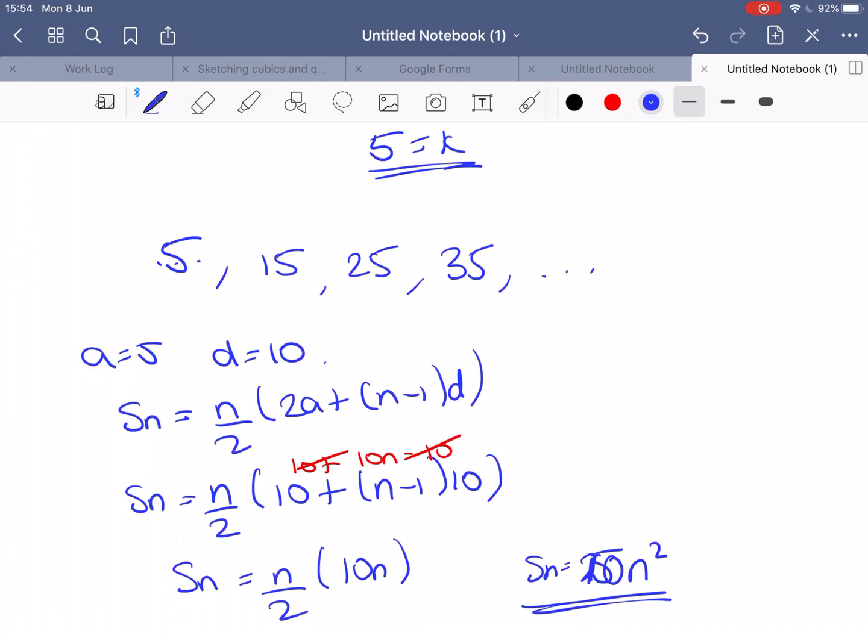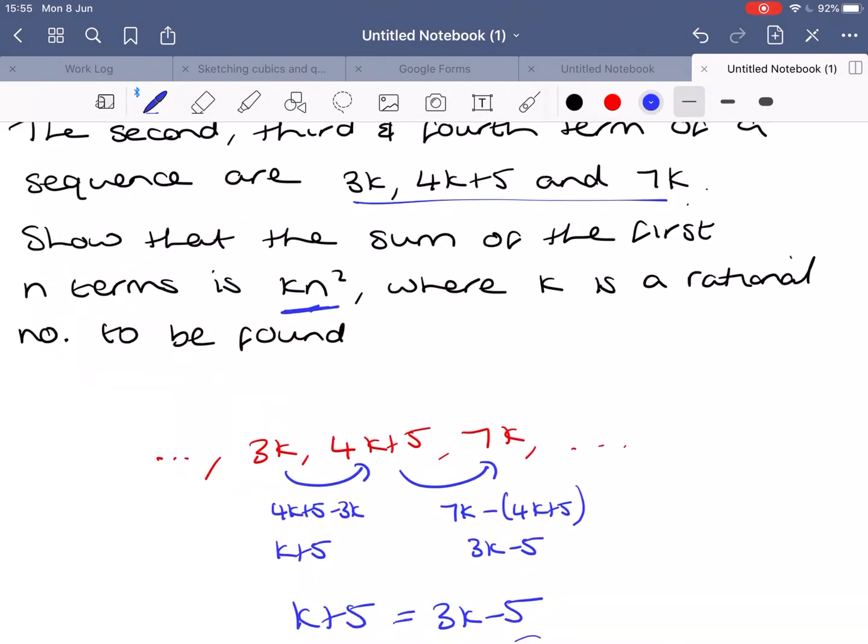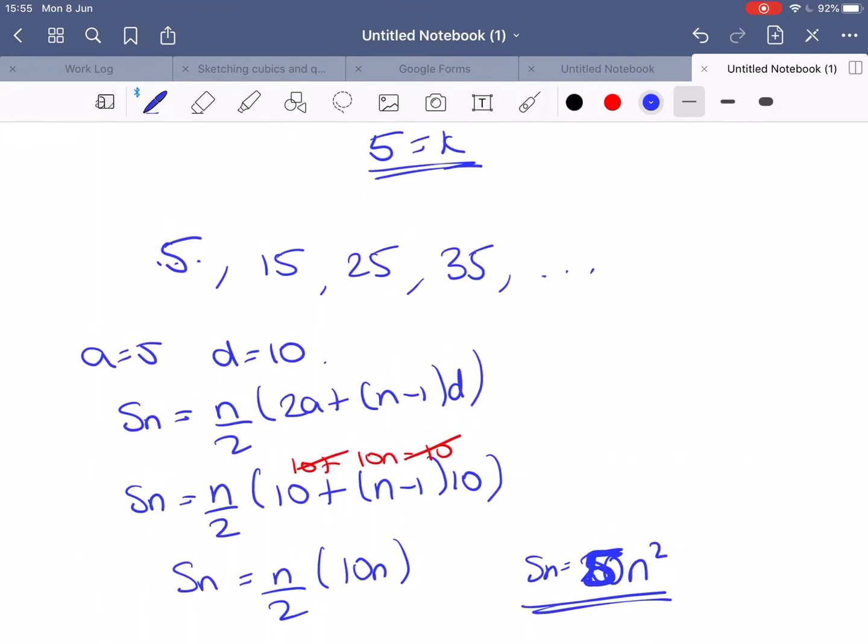Sorry, 5n squared. I'm having a bad day. It is 5n squared, because 10 divided by 2 is 5. So I showed that my sum is in the form kn squared, where my value k equals 5.